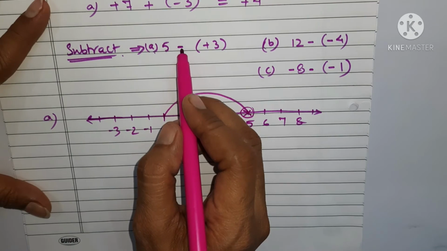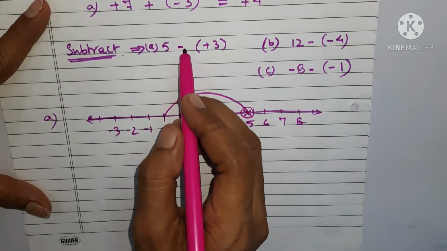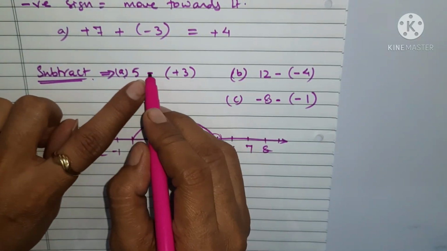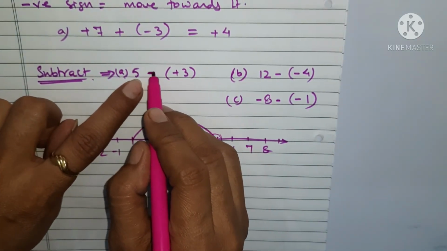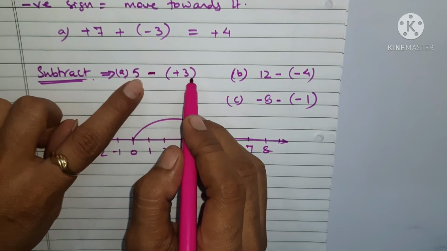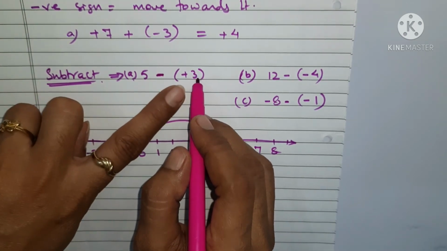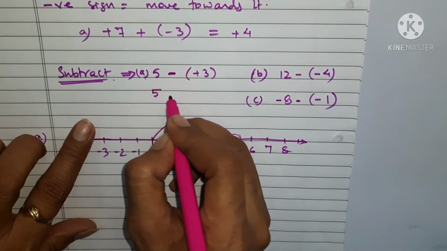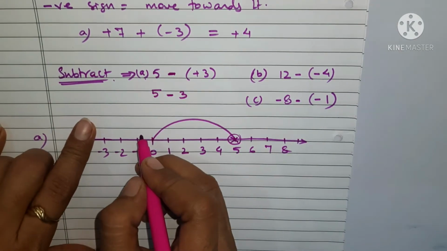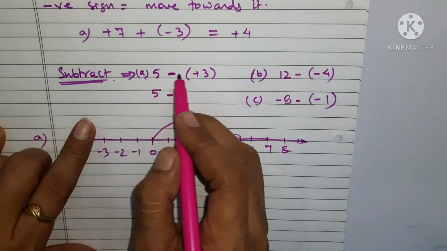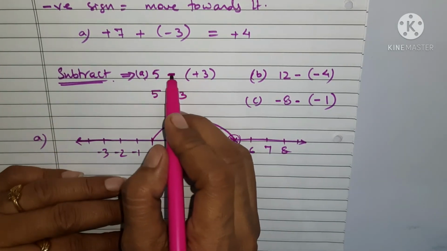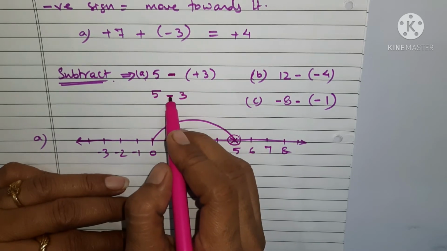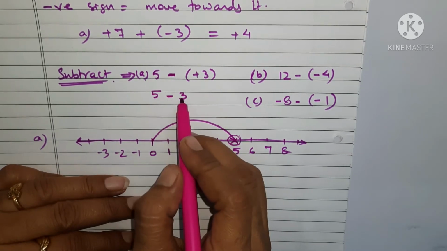Now what? If you are given with minus, minus is a symbol of additive inverse. That means if it is given minus here, you have to find the additive inverse of plus 3. What is the additive inverse of plus 3? It is minus 3. So you can write it like this: 5 minus 3. Or if you are familiar with the multiplication of minus into plus, then it is again minus only. So you are going to get 5 minus 3.